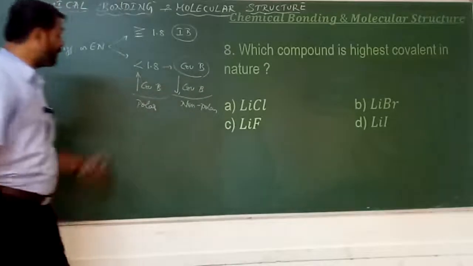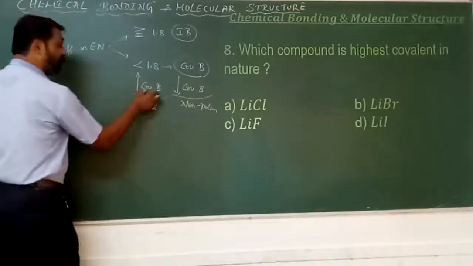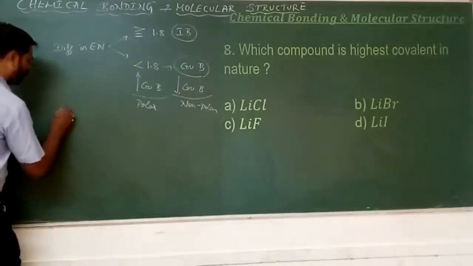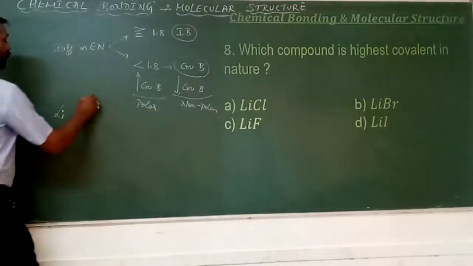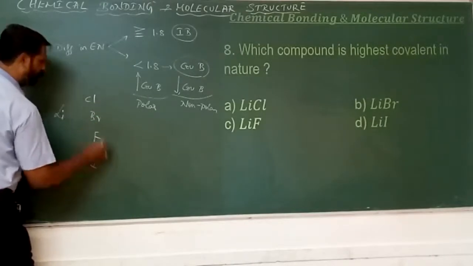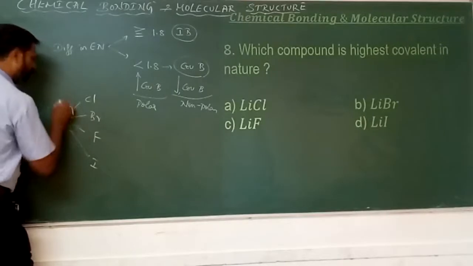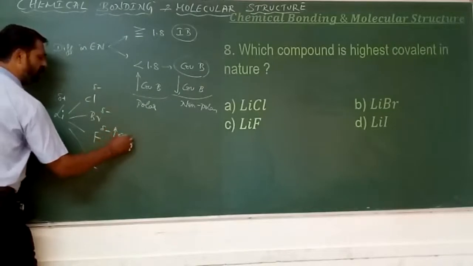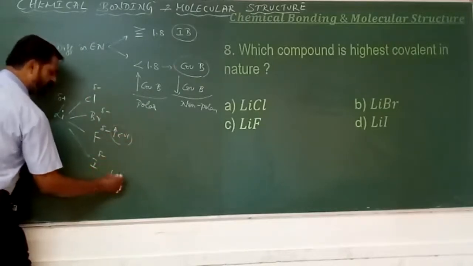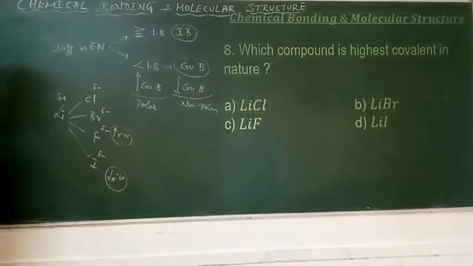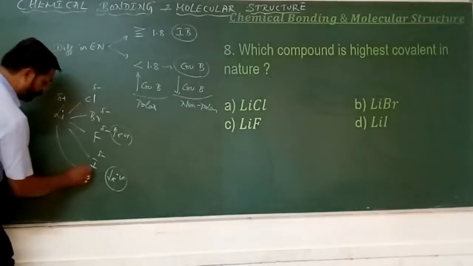What is the meaning of higher covalent? It means the highest polarity. If the polarity is highest, it means more difference in electronegativity. So the common element here is lithium with chlorine, bromine, fluorine, and then hydrogen. Here it is delta plus, here delta minus, delta minus, delta minus. Can I say that this is the more electronegative one, and this is the least electronegative? Iodine is the least electronegative, and fluorine is the more electronegative. On that basis, we can decide where we can expect the difference in electronegativity to be maximum. I think it is this one.